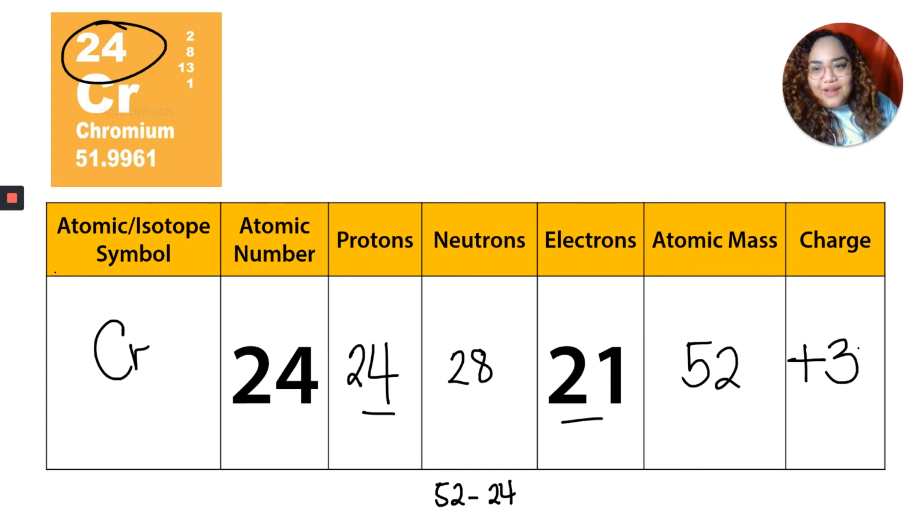So we're going to write the isotope symbol. Chromium will have an atomic number of 24, and it will have an atomic mass of 52, and its charge right here would be positive 3, or 3 plus. So that's it for chromium.